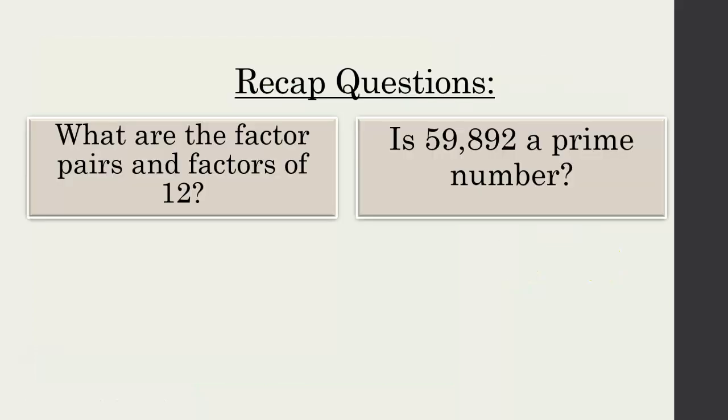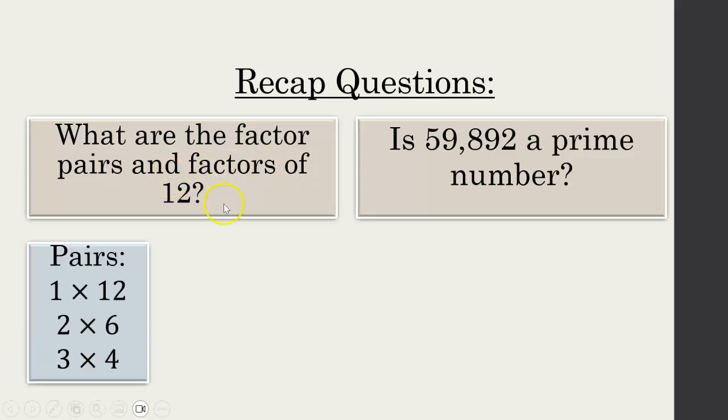So here are some recap questions that you can try yourselves. I'll give you a second. You can pause the video and have a go at them, but I'm going to go through the answers. What are the factor pairs and factors of 12? So the pairs: 1 times 12 is 12. 2 times 6 is 12. 3 times 4 is 12.